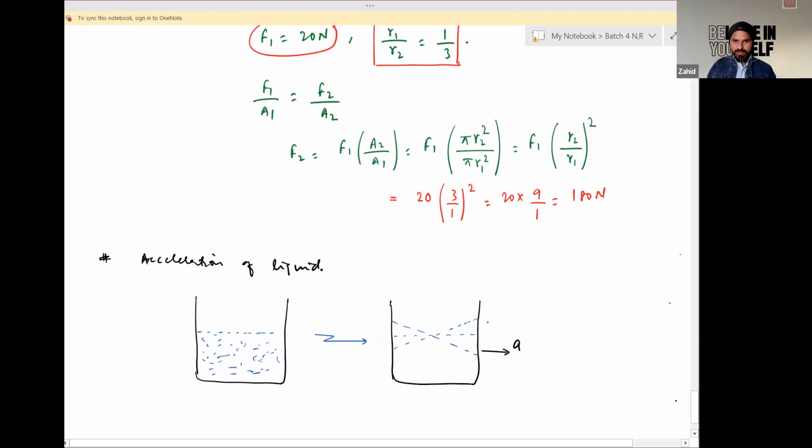Good. So this particular container is accelerated towards the right. Due to pseudo force or due to the acceleration of the system, there is a change in the level of liquid, so that the level of liquid rises up towards this side.